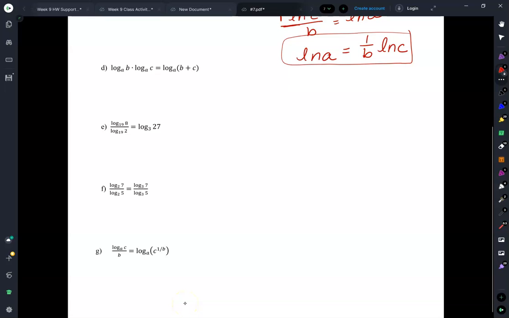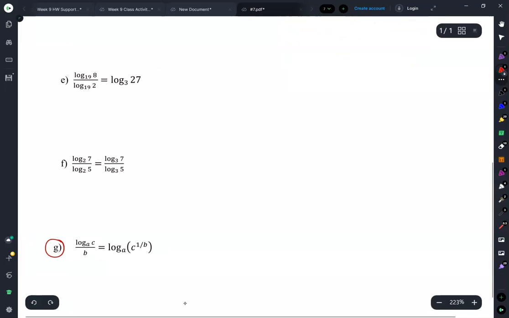The other one I've had a request for is G. So this is 7G on the log properties worksheet. So we have, get a little bigger here, log base A of C over B. Does that actually equal log base A of C to the 1 over B? So I'm going to show you how to prove that out. So I'm just going to rewrite this over here. Log base A of C over B.